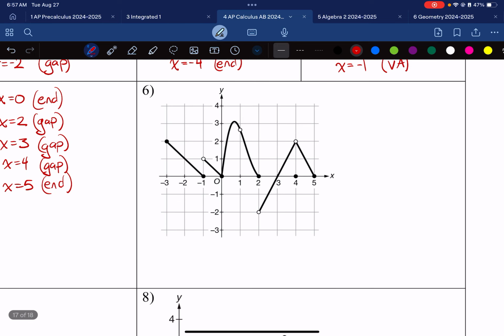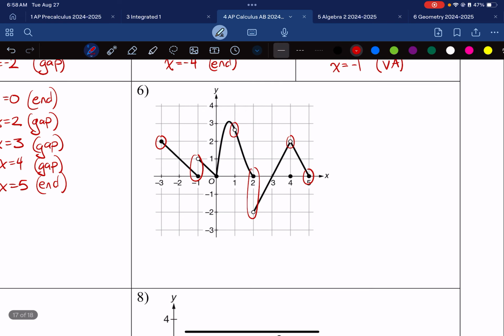In number 6, let's circle them all. We have an end, a gap. This sharp corner is okay because I didn't pick up my pencil. I have a hole here, so I'll circle that one. We have a hole, we have a gap, we have another hole, even though it's like a removed hole, like it fell out of the function. And then we have another end. So each of these is a discontinuity that I like to identify. So x is equal to -3, x is equal to -1, x is equal to 1, x is equal to 2, x is equal to 4, and x is equal to 5.